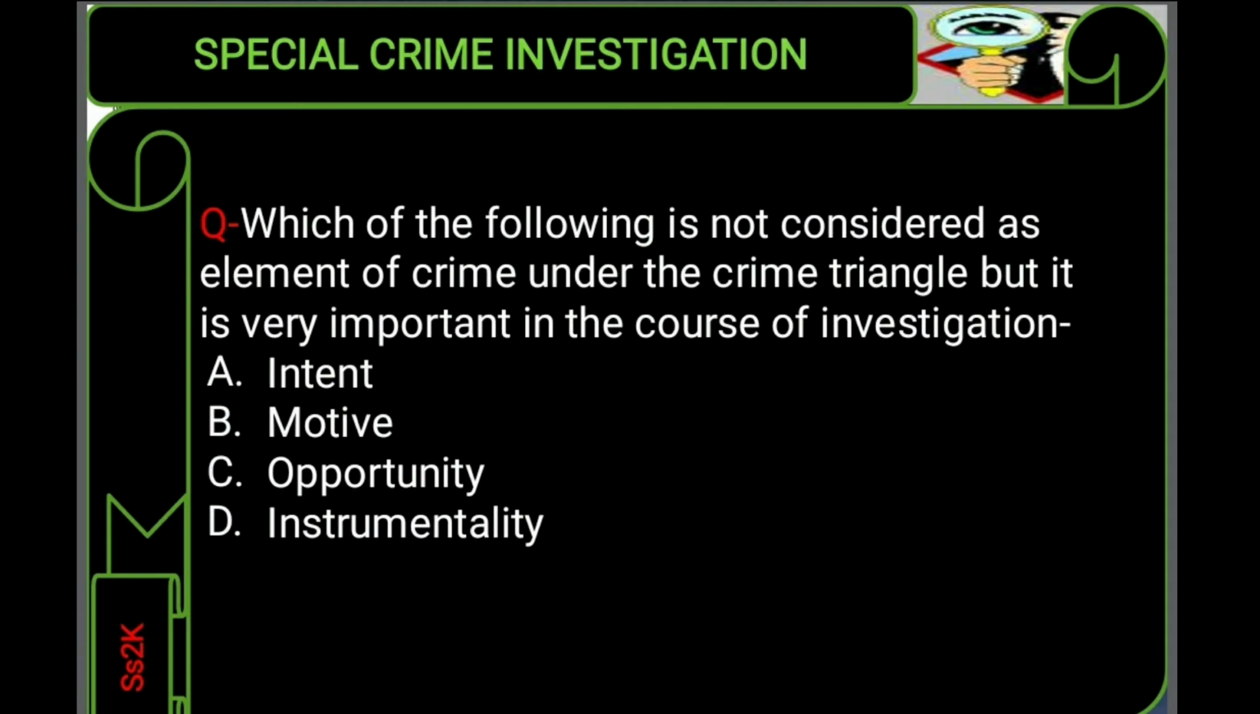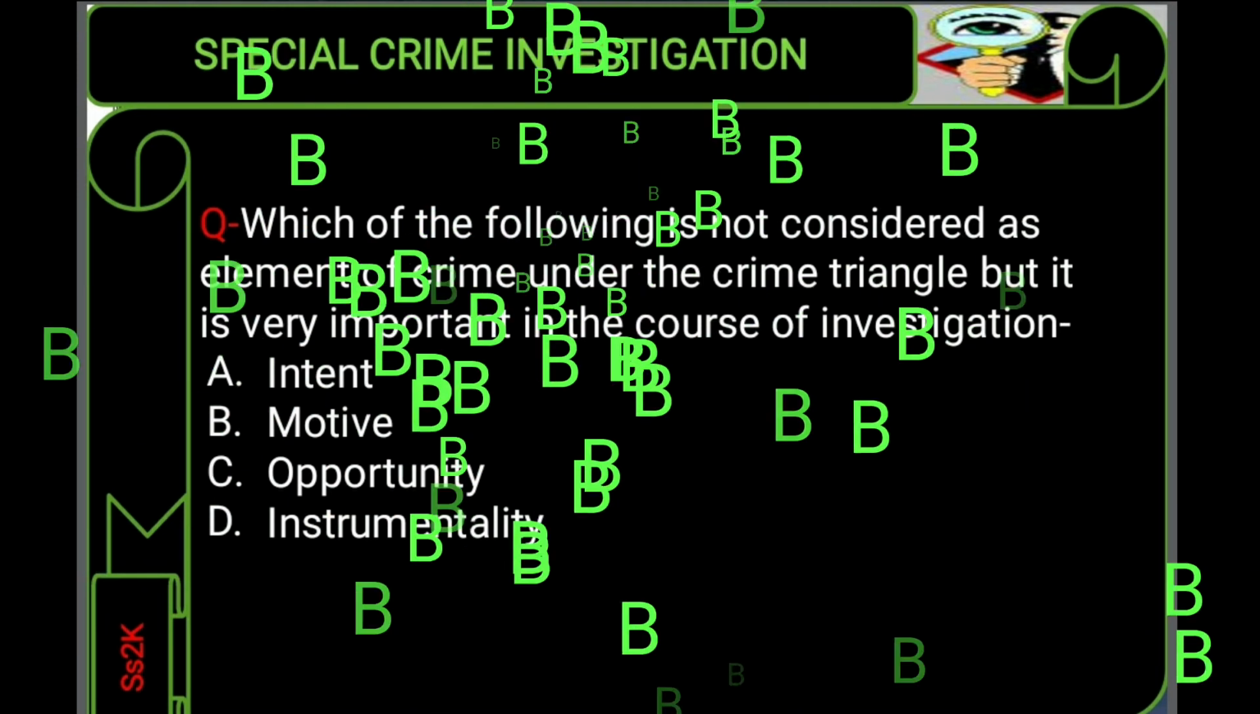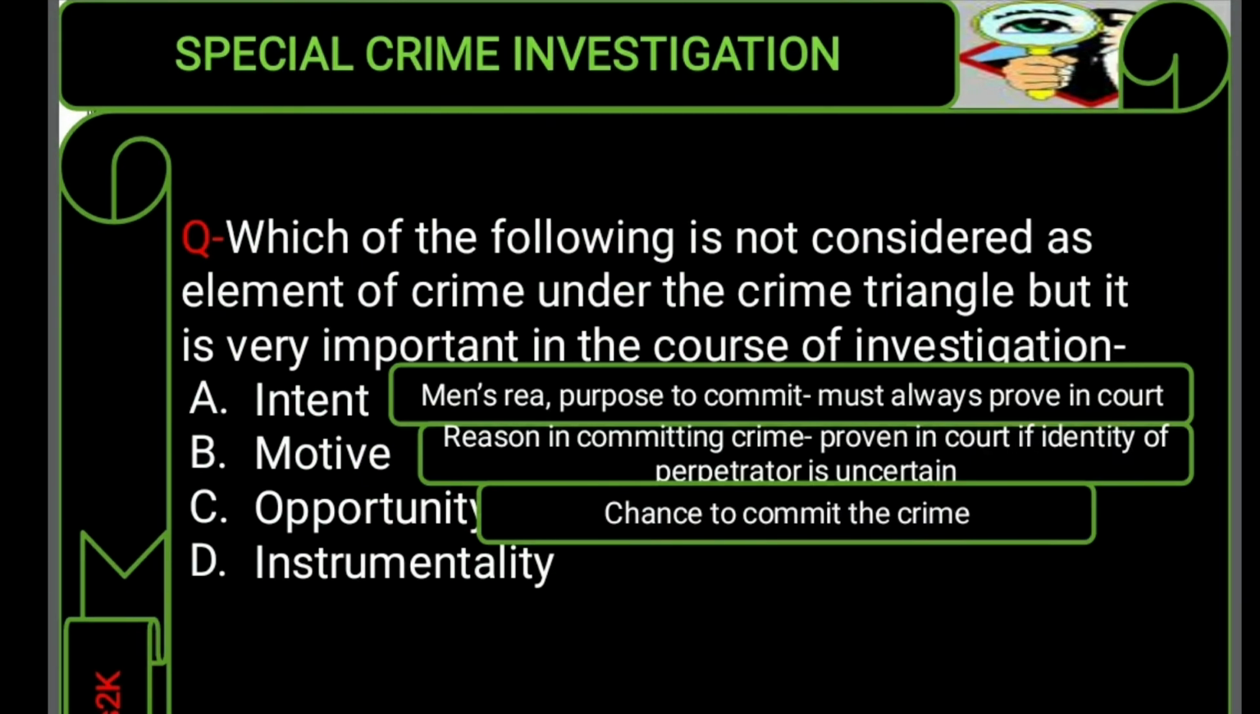Which of the following is not considered as element of crime under the crime triangle but is very important in the course of investigation? Intent, motive, opportunity, instrumentality. And the answer for this is motive. Motive is the impelling power which pushes a person to commit a crime. The intent is the mens rea or purpose to commit, and it must always be proven in court. For example, if you stabbed a person in the buttocks, do you have the intent to kill? None. Without intent to kill, the case falls only under physical injuries.